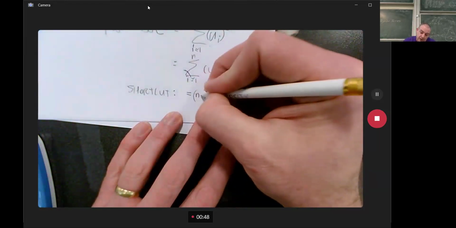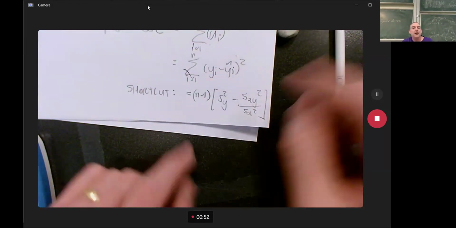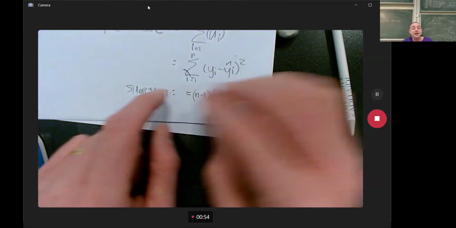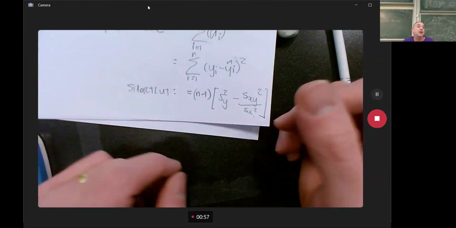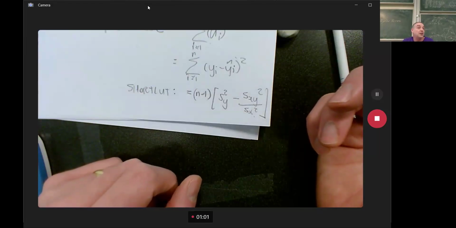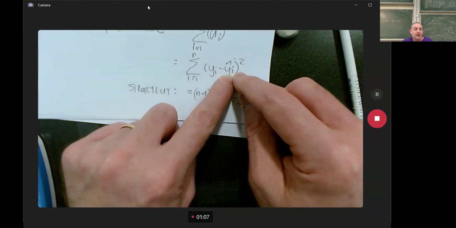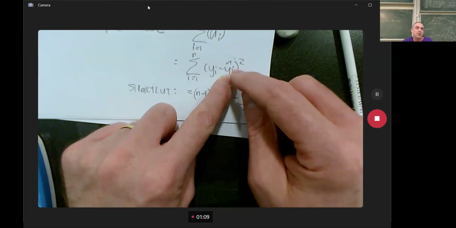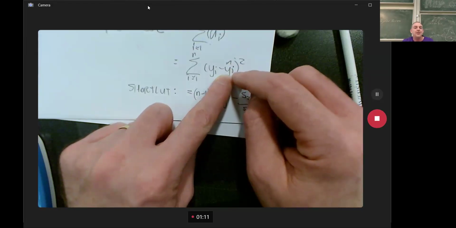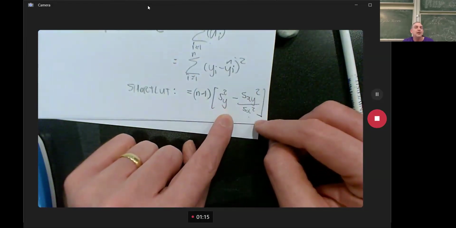So that's a shortcut. It means you can figure out this SSE without even knowing what beta naught and beta 1 are, which is pretty cool, actually. To calculate this directly, we'd have to figure out beta naught and beta 1, calculate y hat for every i, then subtract and square them, and that's a lot of work. Whereas this directly gives you the correct answer.